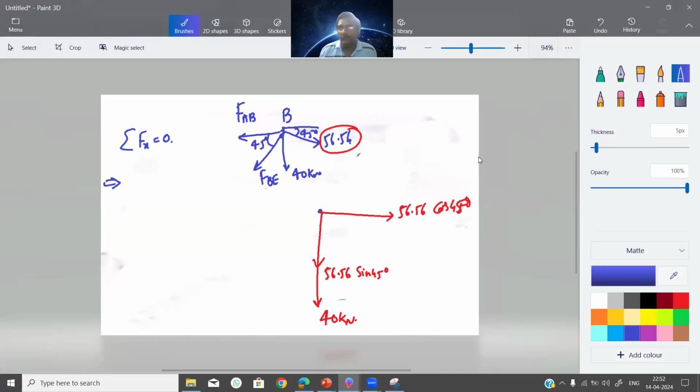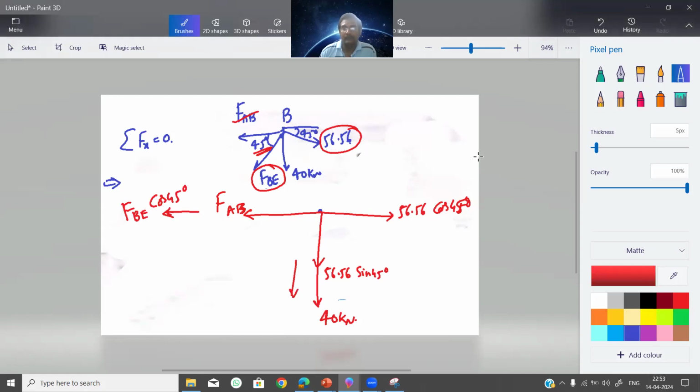Okay, right. Okay, now come to this FAB. It is in horizontal direction, FAB, like this. Now, what about FBE acting at 45 degrees to the horizontal? Now, here it will have the component on the left hand side, FBE cos 45 degrees, and on the downside, along with this, FBE sin 45 degrees. Okay. Now, you know about sigma fx 0, sigma fy 0, right?